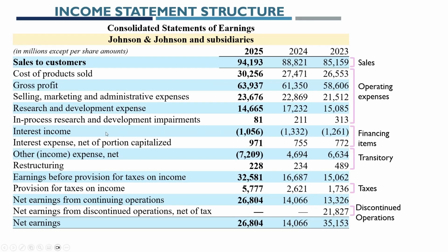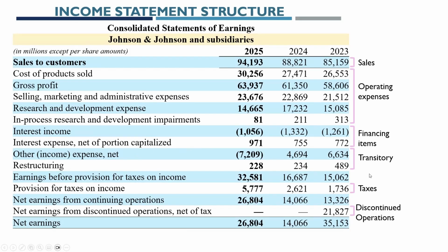Then we have financing items. Here we have the interest expense as well as something called interest income. Why does Johnson & Johnson have interest income? Because they must have invested in some securities, debt and equity securities that are yielding them some positive return. Maybe this is debt securities that are yielding some interest earned, or equity securities that are receiving some dividends, something like that. Interest expense is obviously the cost of debt.